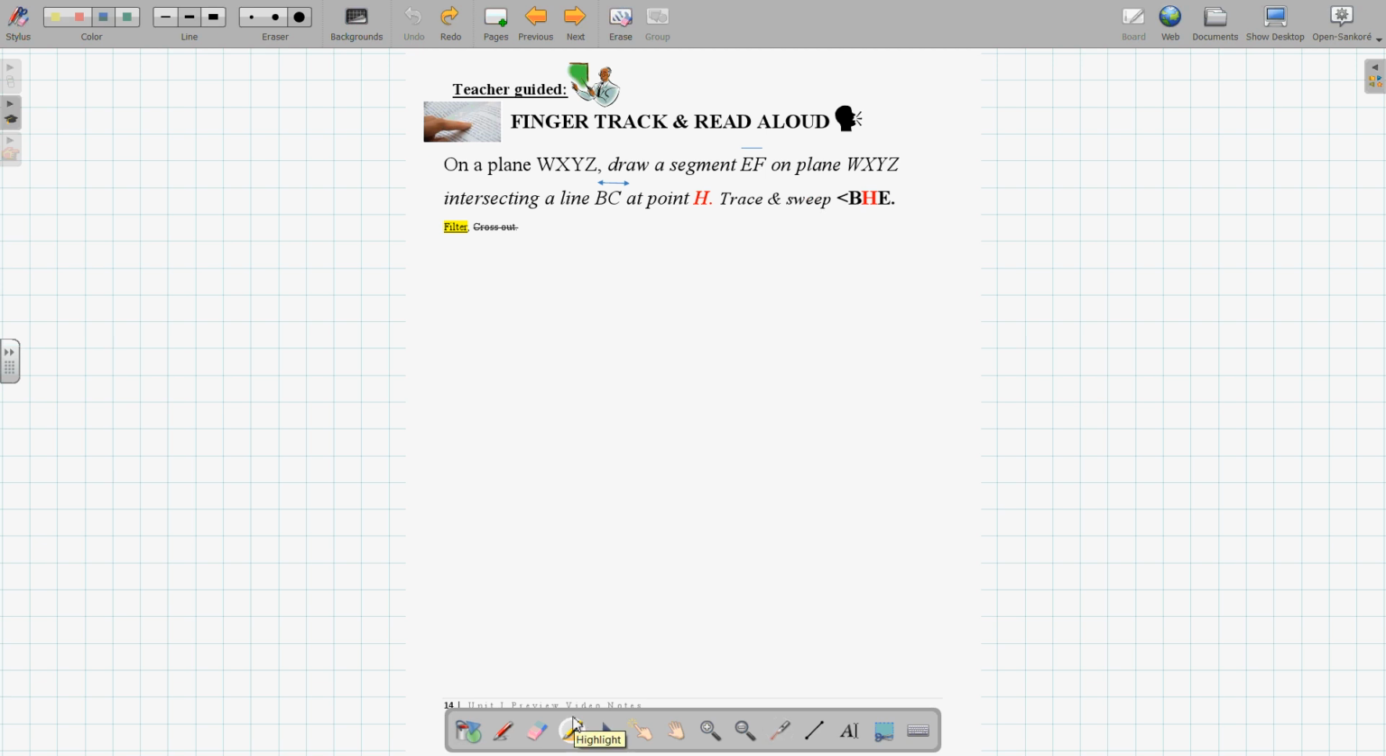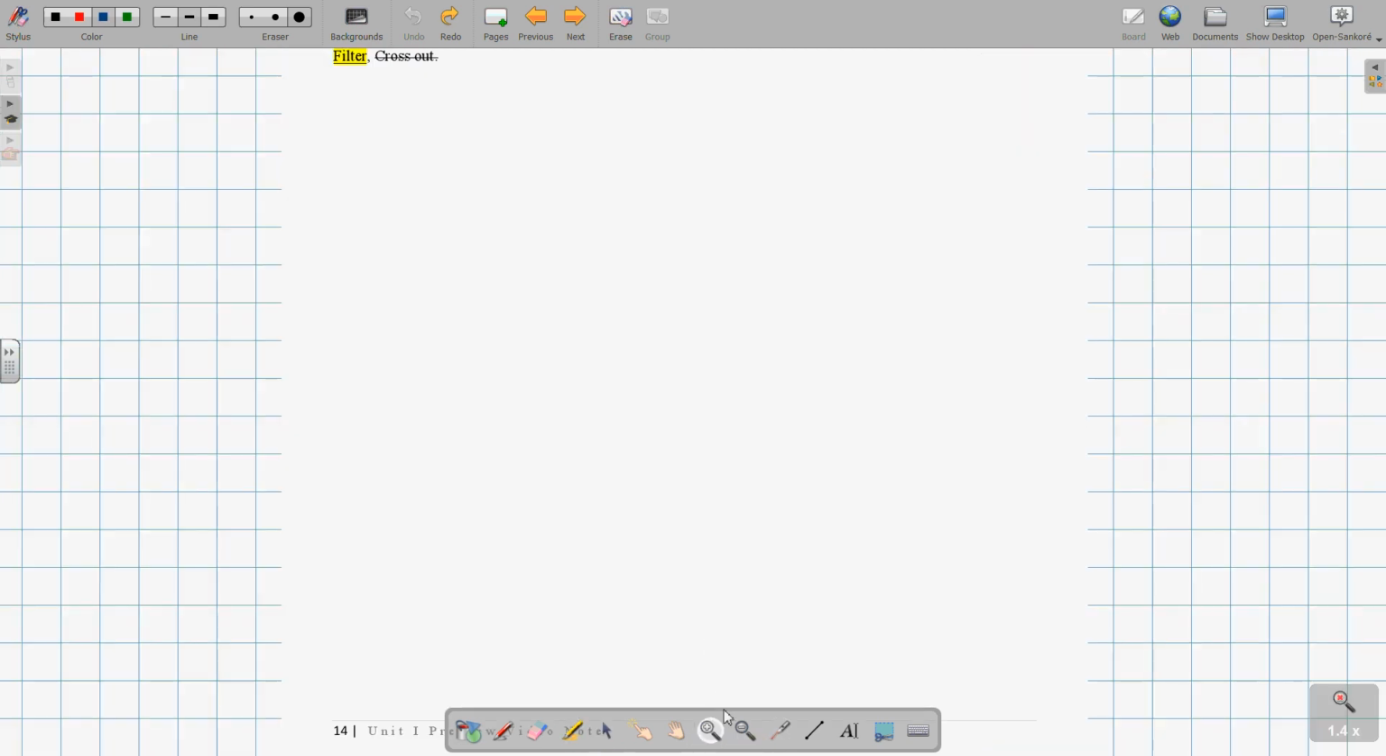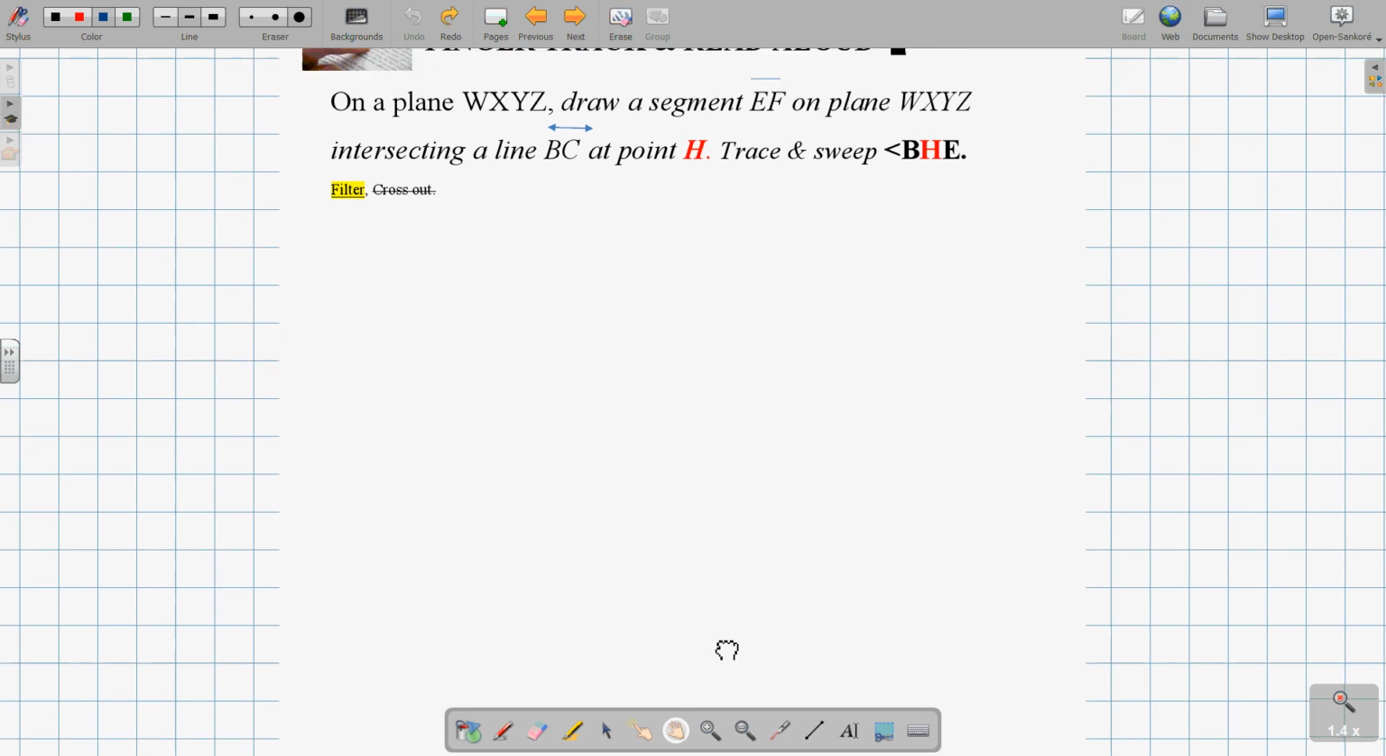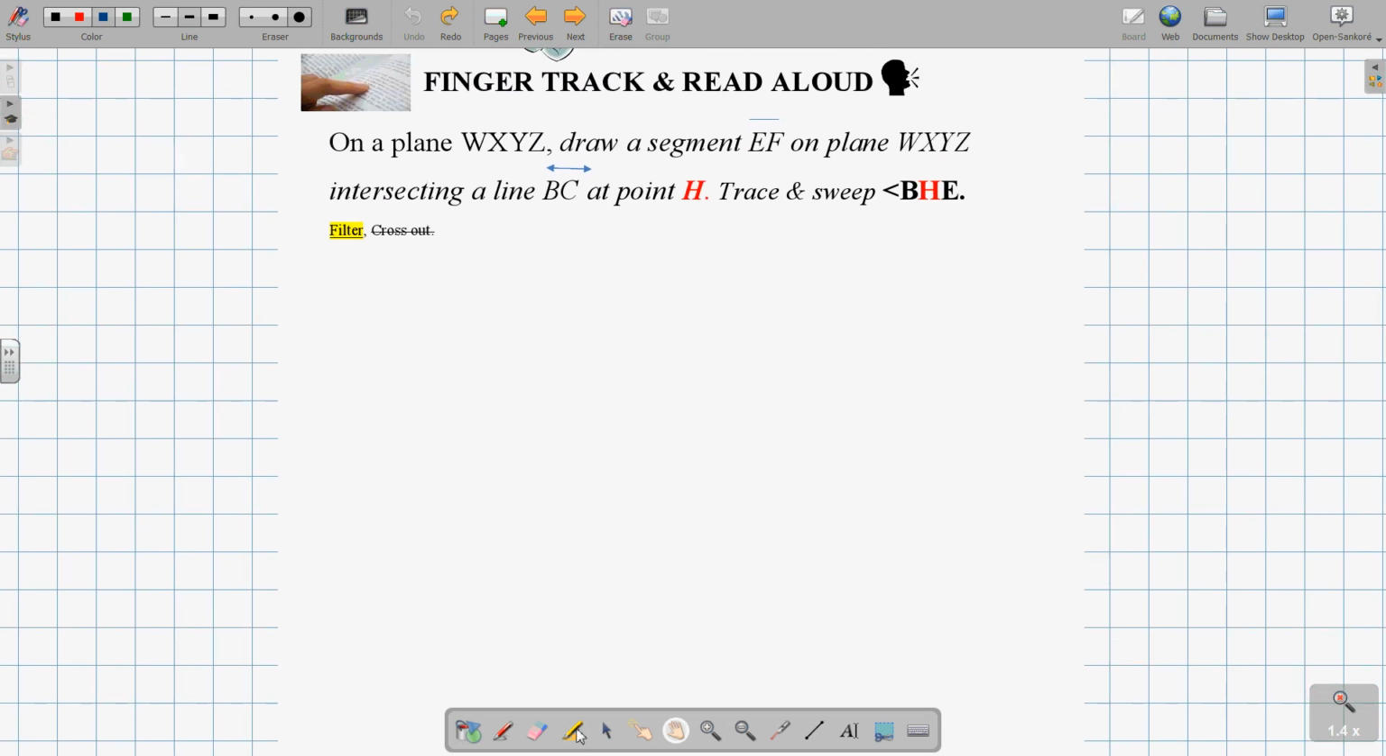Let's go back, underline or highlight keywords. The fact that we have a plane is pretty important. We have a segment that is on the plane. We have a line and an additional point. We're going to trace and sweep an angle. So those are our key concepts, minus all the details.